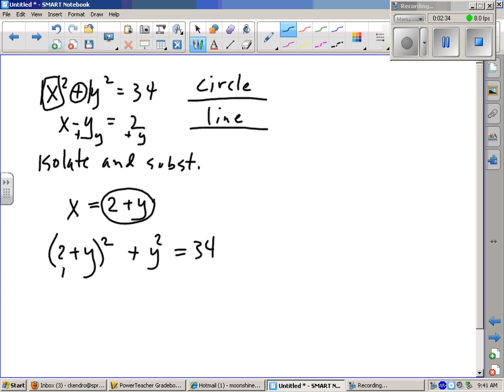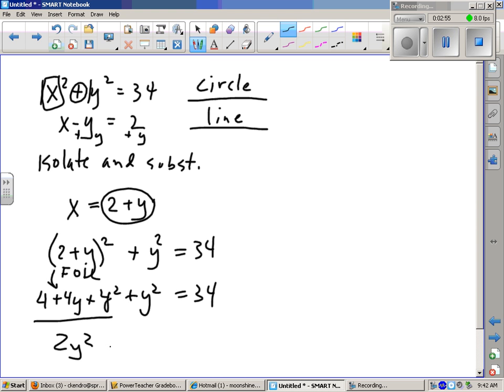Now I'm going to FOIL this. So I have 4 plus 4y plus y squared plus y squared equals 34. This is all the foiling that came from that parentheses. Now I'm going to get my like terms together. I have 2y squared and then 4y. And I'm also going to bring over the 34 and put it with that, so I'll have negative 30 when I do that.